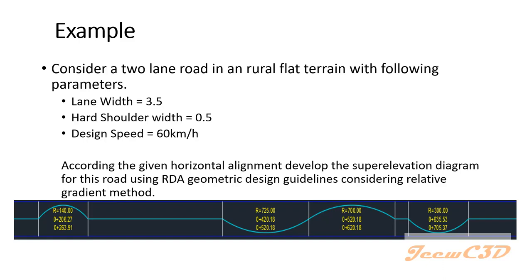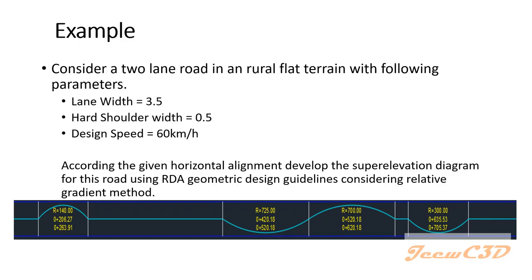So this is a typical alignment. This is a straight section, which starts from 0 and comes until 206.27, that is the length of this part, and after that point we have a curve, and that curve will end at 263.91. Then again you have a long straight section that goes up to 420.18. After that you have a curve of radius 725, going up to 520.18. So likewise you have this alignment. We are asked to develop the super elevation development length.